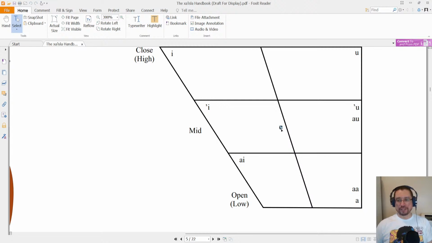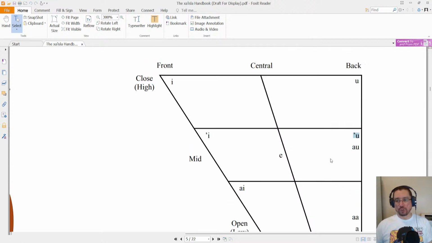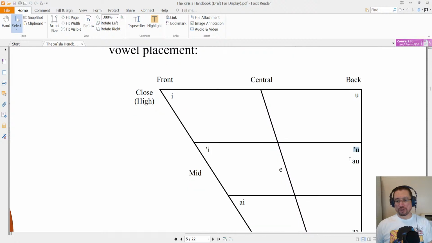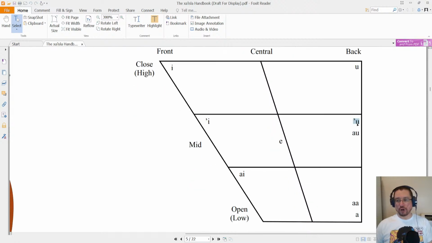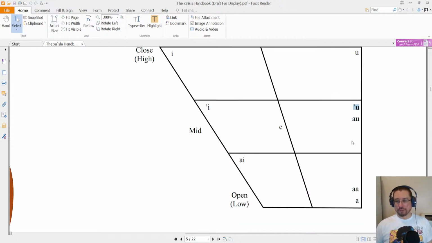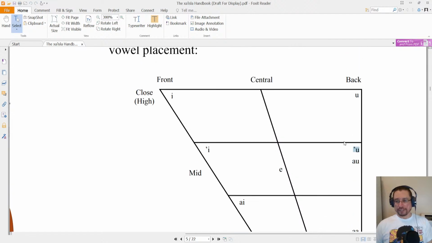A lot of people see the letter E and they think of E sounds, like in English, but it doesn't sound like E at all. It sounds like uh more often than not. Then we have the retracted U, which sounds like O. So regular U sounds like oo. Retracted U sounds like O. Oo, O. E, A. So you need to remember that when you're reading xa'isla words.